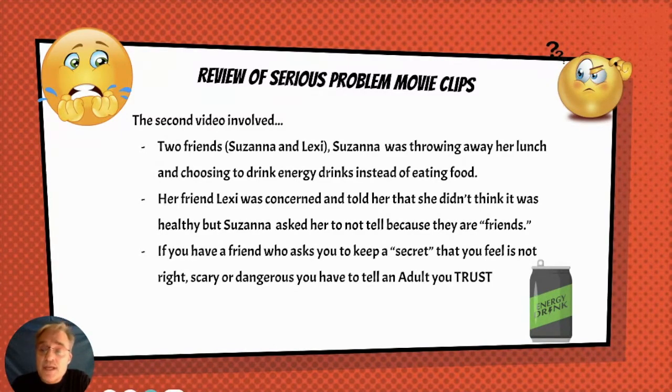Okay? Sometimes a friend might choose to do something that is scary or dangerous or harmful, and we as their friend have an obligation to step up and tell them we don't think it's right and we think they need to stop. If you have a friend who asks you to keep a secret that you feel is not right, it's scary or dangerous, you have to tell an adult you trust right away and get help. It's a serious problem.